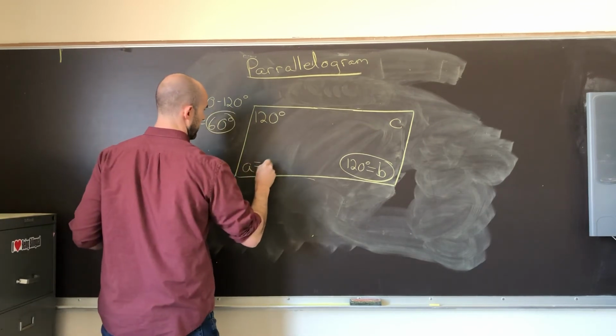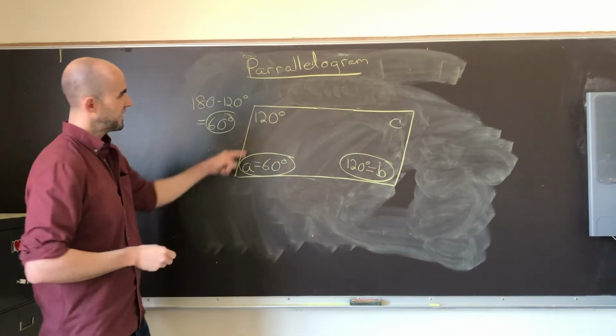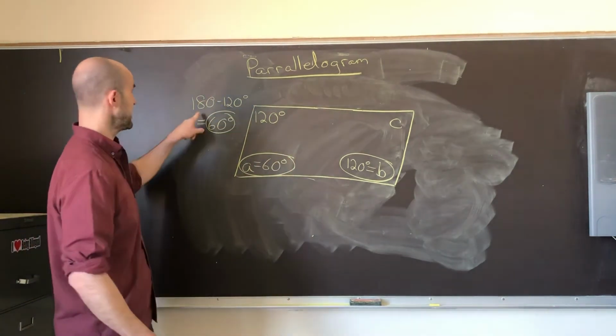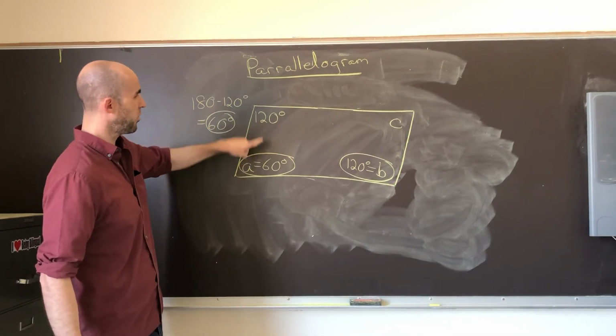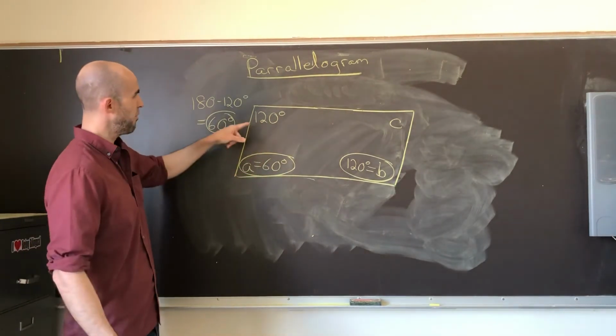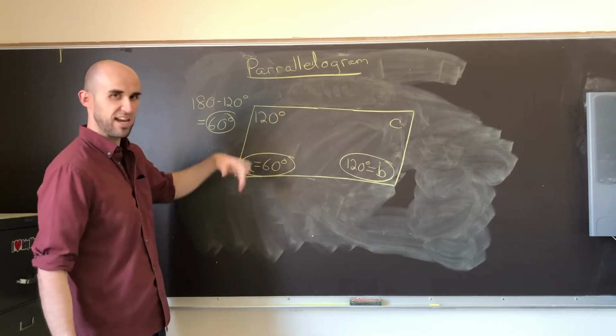Because again, whenever we have two angles next to each other, it's always going to add up to 180. So if they add up to 180, if we subtract the 120, gives us what's left over, right? And 180 minus 120 is 60. So we know 120 plus 60, 180, it's right.